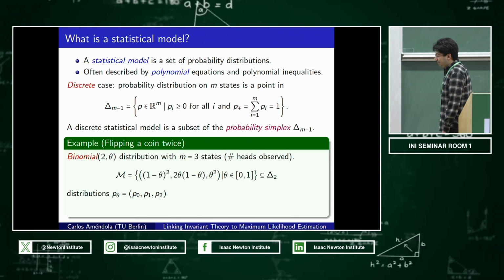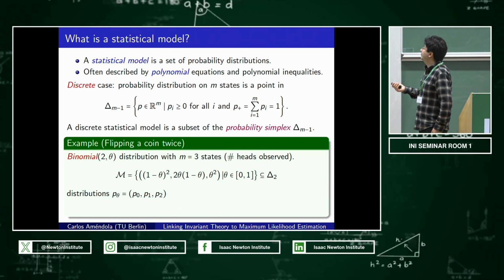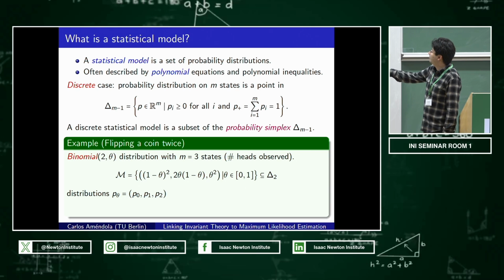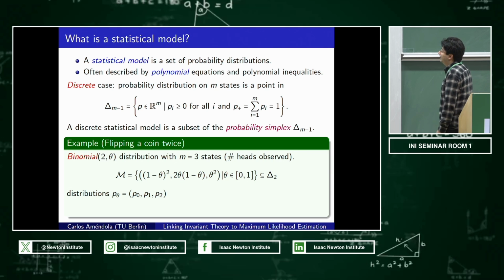The first example I would like to give you is the binomial distribution, which means you flip a coin twice and you record the number of heads. There could be either 0 heads, 1 head, or 2 heads observed. And the probability for each of these states is going to be (1 minus theta) squared, 2 theta (1 minus theta), and theta squared, depending on the probability of heads, theta, between 0 and 1. This is a parameterization of the model that lives inside the two-dimensional probability simplex.